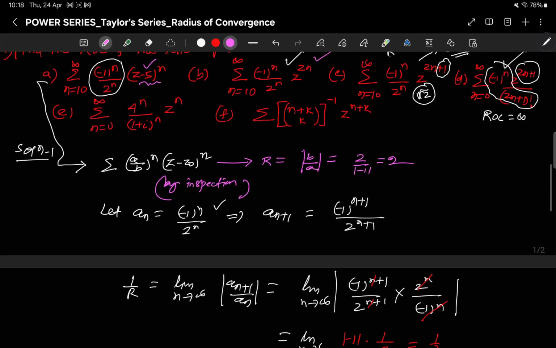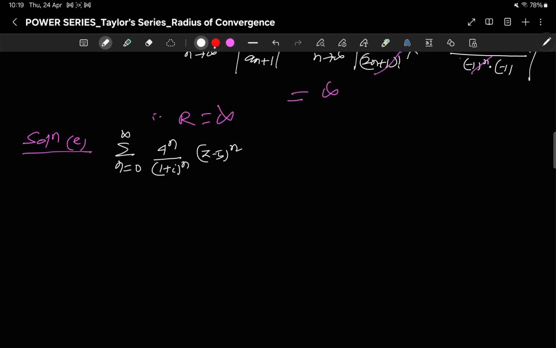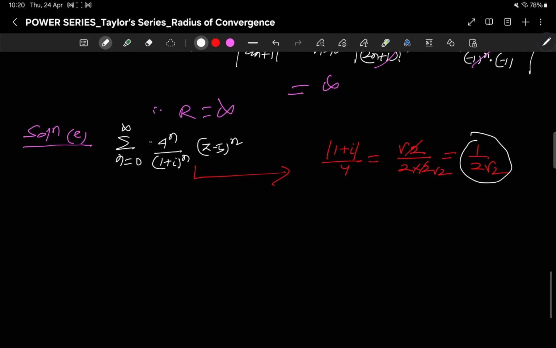Now coming to question number E. By inspection, you see, by inspection the answer should be B by |A|, |1+i| by 4 should be your answer. It is here root 2 by 2 into 2. So this is cancel root 2, 1 by 2 root 2 should be the answer. So you see, the radius of convergence is free from your i, because what is your a_n? This is your a_n, okay. Here 1 by r is equal to limit n tends to infinity |a_(n+1) by a_n|.